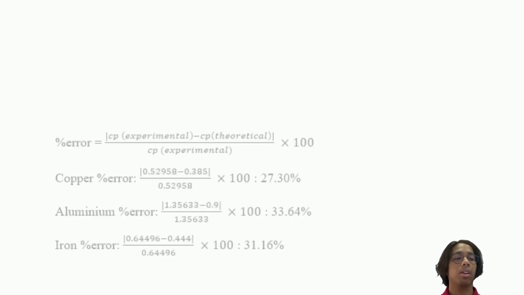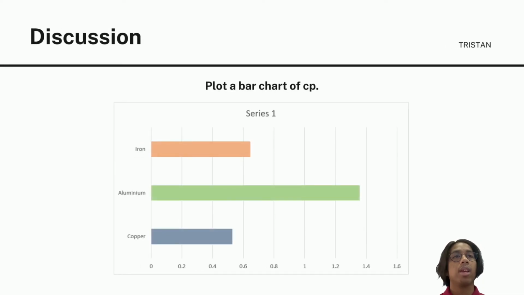Okay, for the next part, we are needed to plot a bar chart of the CP that we gained earlier in the calculation part. As you can see, iron has the value of 0.64496, and for the aluminium part, the green indicator shows that we get 1.35633, almost 1.4. And lastly, for the copper part, the blue line, we get an amount of 0.52958.